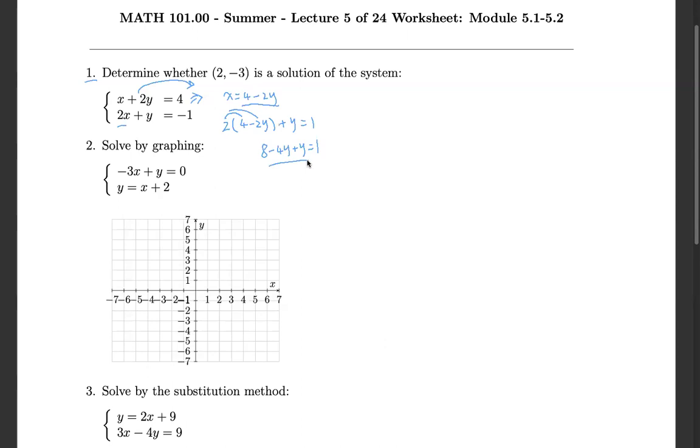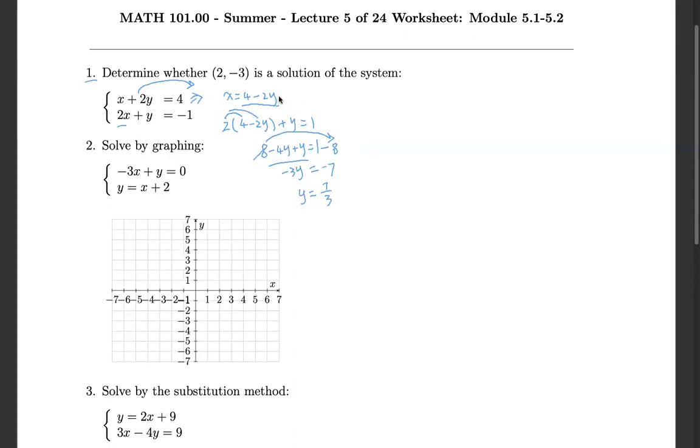Combine like terms, negative 4y plus y will be negative 3y. And this positive 8, we're going to move to the right-hand side. It becomes negative. Positive on this side, move to the other side, becomes negative. So 1 minus 8, we have negative 7. Divide by negative 3 on both sides. So y equals positive 7 over 3.